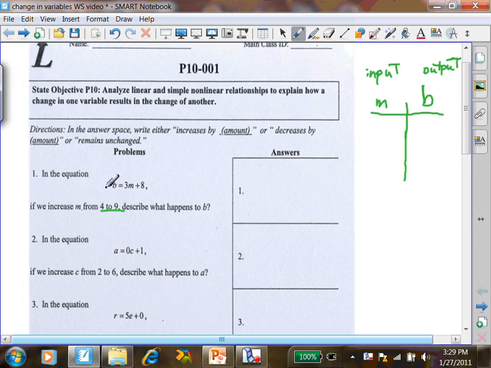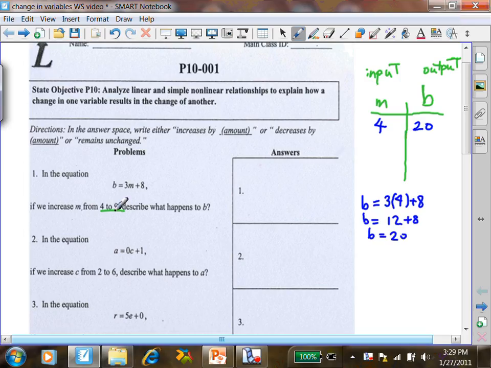All right, so let's take our m's that they gave us. They told us if we change the m value from 4 up to 9, what will happen? So let's go ahead and plug in 4 for m. So I'm going to go over here to the side and say b equals 3 times 4 plus 8. And if I follow my order of operations, that's 12 plus 8, which means b is equal to 20 when m is 4. So I'm just going to fill that into my table. So that's kind of my starting point.